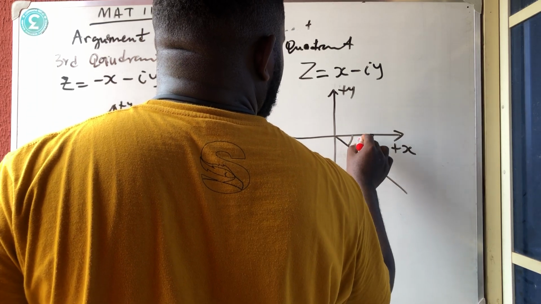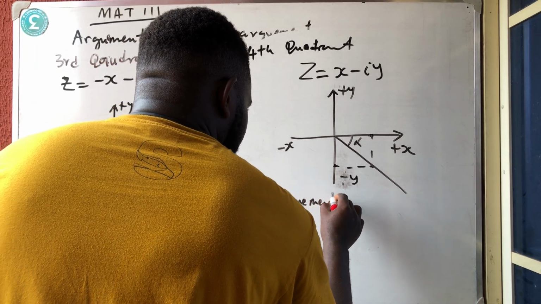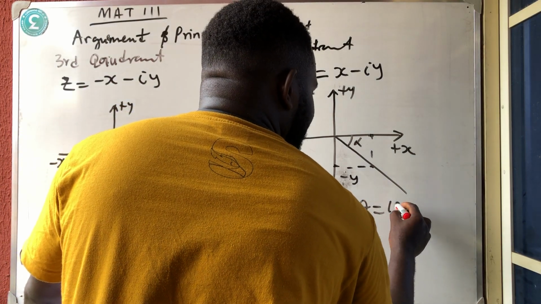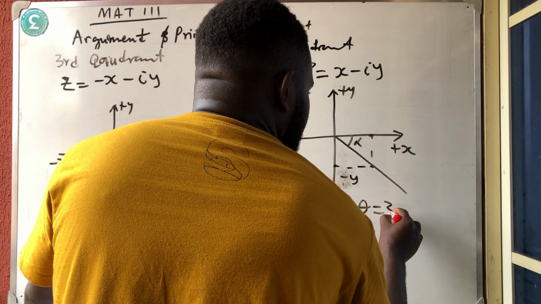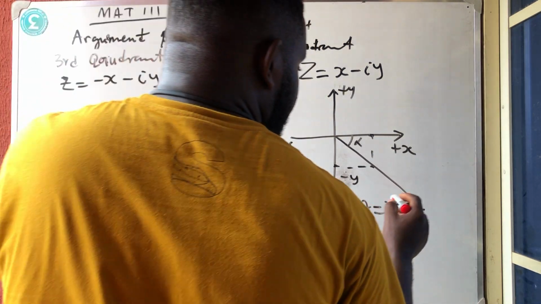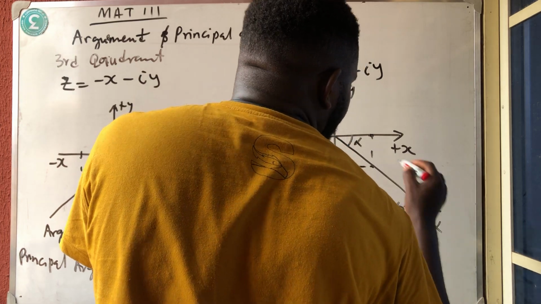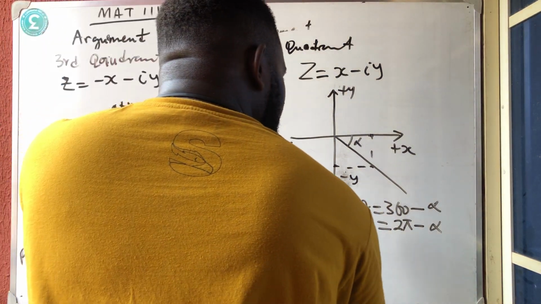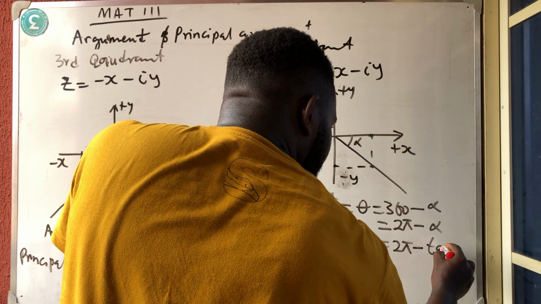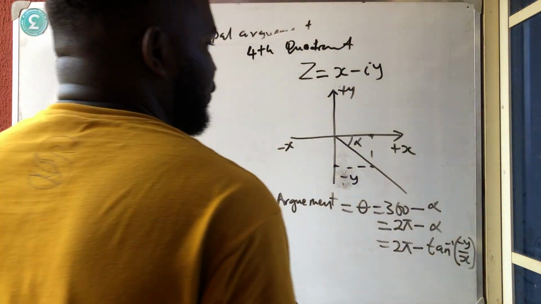So on the fourth quadrant, alpha. Now the argument here is equal to theta, which is equal to 360 minus alpha, not 180 but 360, because it's the fourth quadrant. And 360 is 2 pi, so 2 pi minus alpha. Are you getting it now? But don't forget the way to get your alpha, which is just the tan inverse of minus y over x. Minus y over x, not the absolute value.